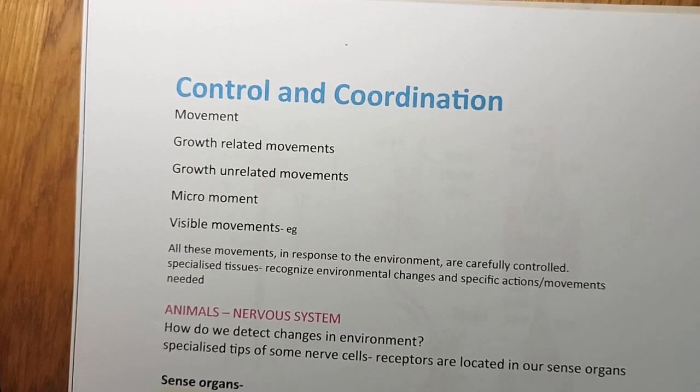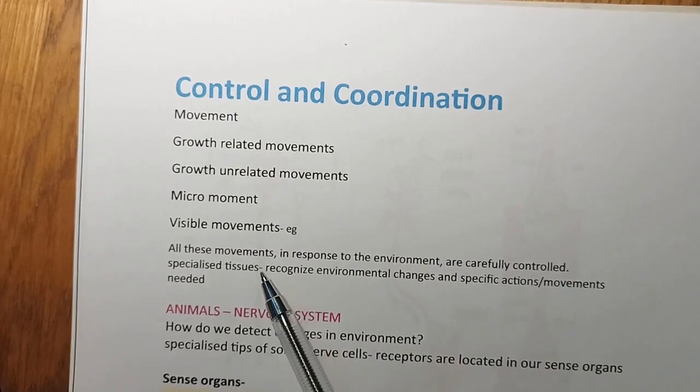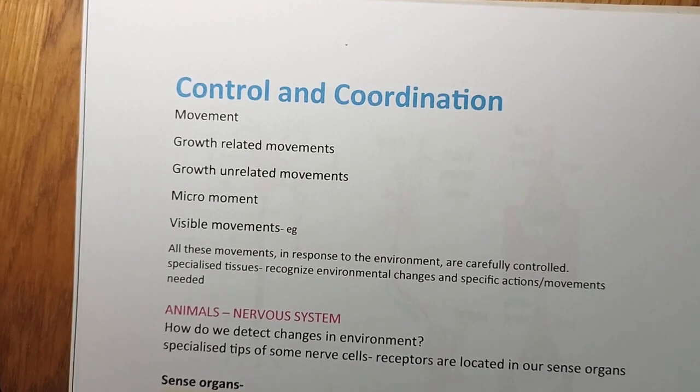So these movements take place in response to the changes in the environment. Some of these movements are protective, some are for the maintenance of life, and some may not be protective or maintenance. They may just be for pleasure or enjoyment, like children playing on a swing or cycling. All these movements take place in response to the environment.